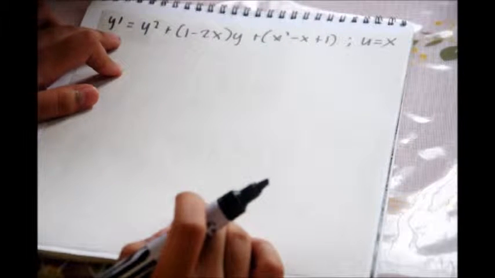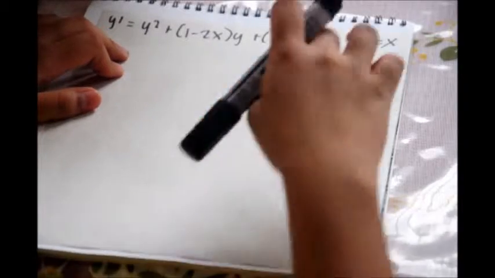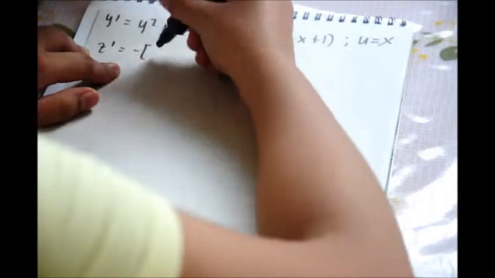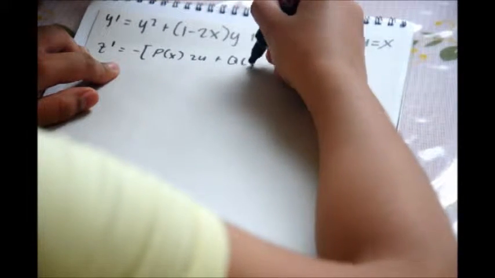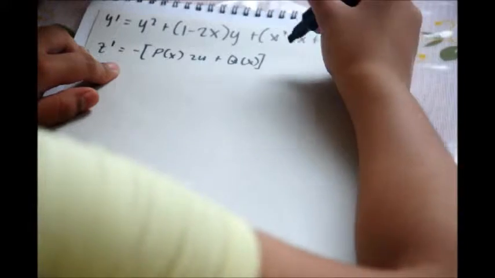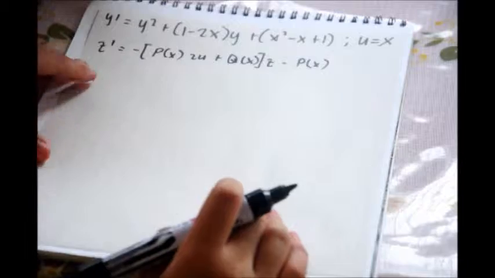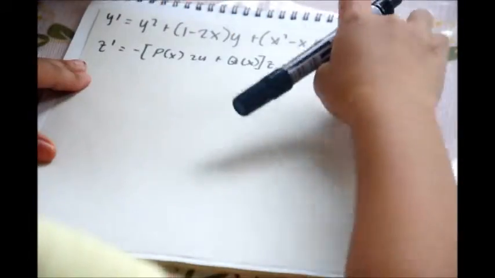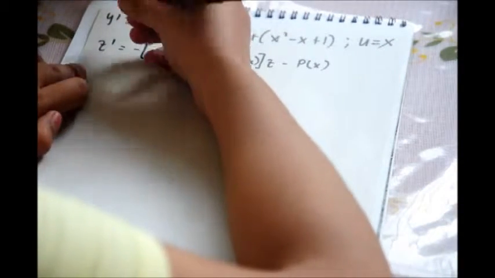Y prime is equal to y squared plus 1 over 2xy plus x squared minus x plus 1, in which u is equal to x. So let's write the equation again that we have solved earlier. This is px 2u plus qx, z minus px. Now remember, for this equation, this is our working equation. So now from this equation, we're going to identify px, qx, and rx.